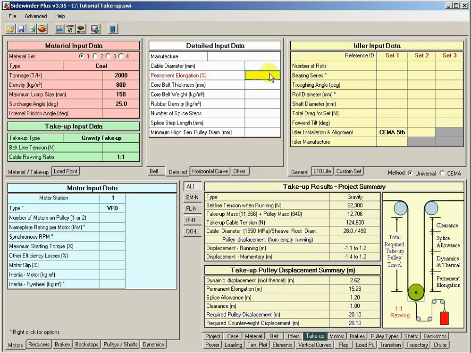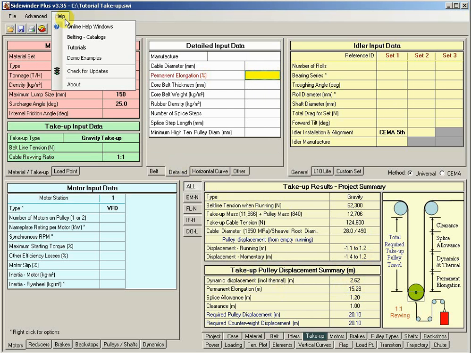If you know what your specific belt manufacturer is for the different belts, you can go ahead and enter that right there. By default, Sidewinder will assume a permanent elongation of 0.1% for a steel cable belt and 1.3% for fabric belts. Again, that varies by different manufacturers.